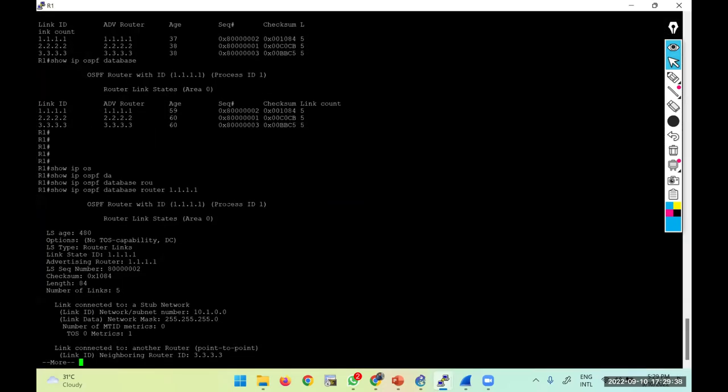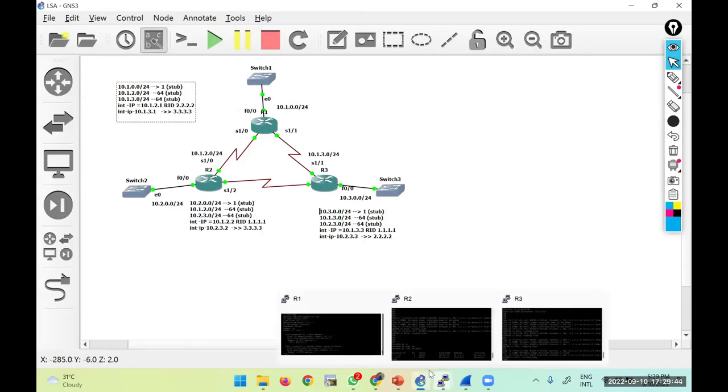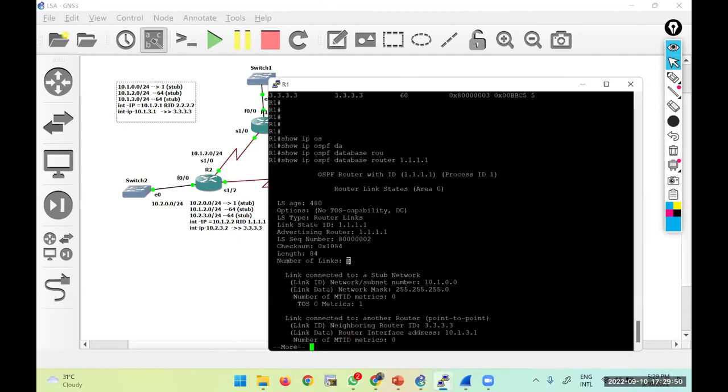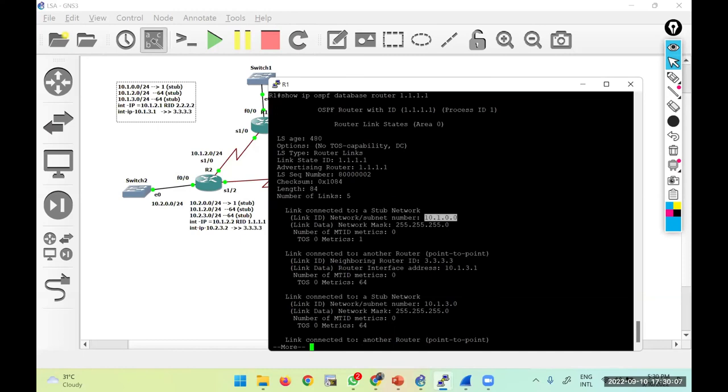If you check one by one, as we wrote down here in R1, see how many links we have. We have 5 links, 1, 2, 3, 4, 5. What is the link state ID? That is 1. And what is the advertising router? That is R1. So we are taking R1. So the first is the connected network, that is 10.1.0.0/24. And the metric is 1, that is the cost as I wrote. And this is the stub network as I wrote earlier.